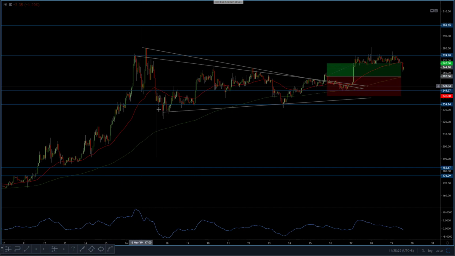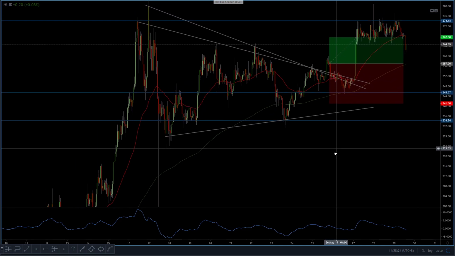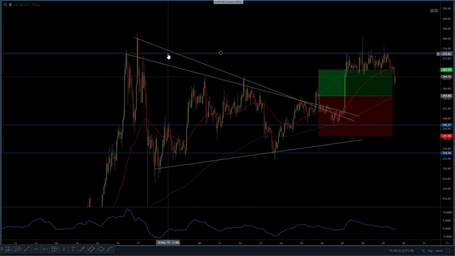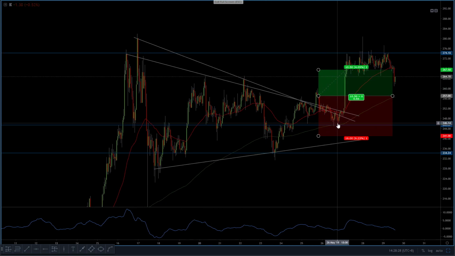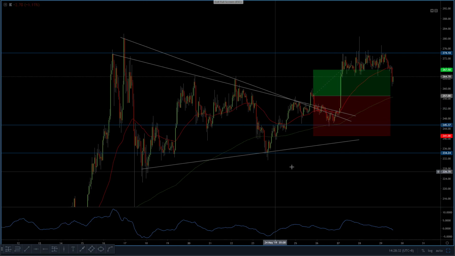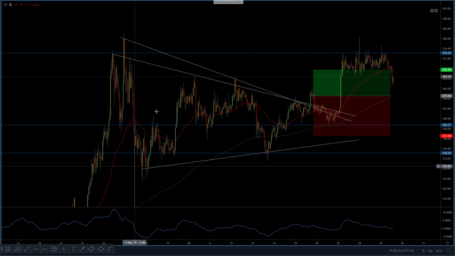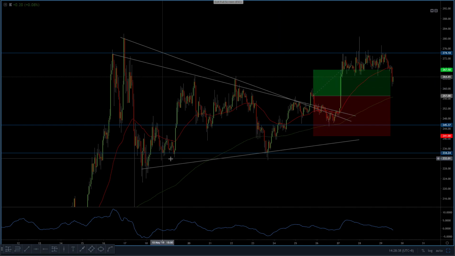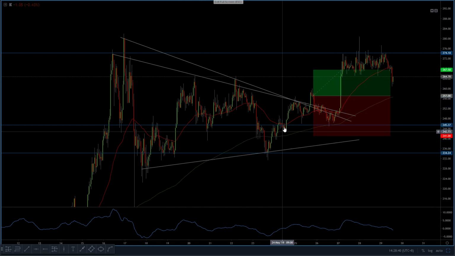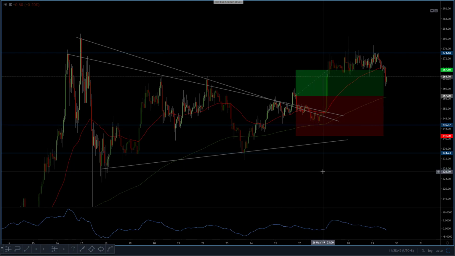From there we just consolidated sideways and formed this bullish pennant price pattern. Bullish pennant is quite often a continuation pattern. Not always, but more often than not, higher probability it's going to break to the upside. That's what happened here. I don't usually take trades inside of a pattern, but in this case we just wanted to break either to the downside or upside. So that's what we got here.